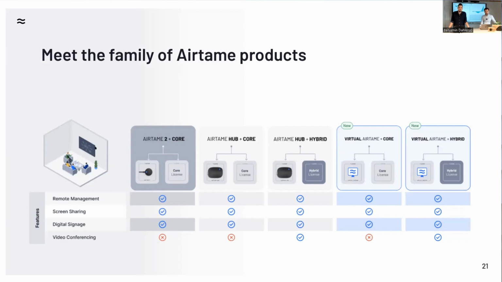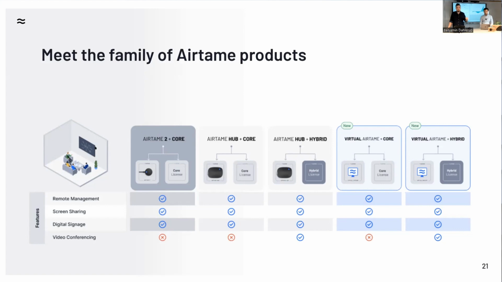But now with Virtual Airtame, we are announcing that you can get Virtual Airtame with either a core or hybrid license. And as you can see here, the only difference between core and hybrid is whether or not you have video conferencing included. So it's really transparent. You will always get unlimited screen sharing, unlimited signage, and all of the features from Airtame Cloud, so being able to remotely manage all of your Airtame screens. The only decision in terms of license you will have to consider is whether or not each of your Airtame screens will require video conferencing.